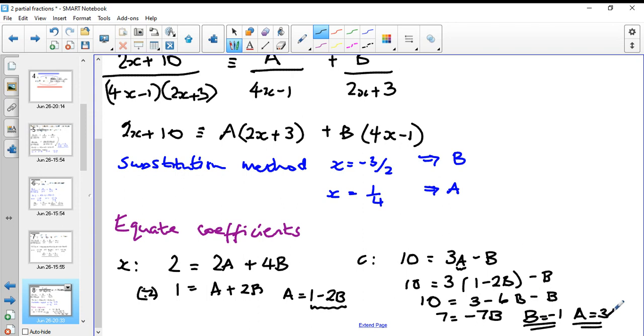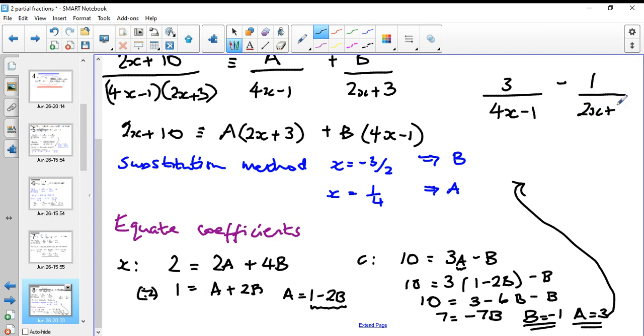Okay, so then we just have to go up here because I've run out of room. Put our numbers back on here. So our final answer is going to be 3 over 4x minus 1 minus 1 over 2x plus 3. Okay, so that's just an alternative approach if substituting a number is awkward. But you don't have to use it. If you're happy to just stick fractions in your calculator, then you carry on and do that. But I will, on the next couple of videos, be using both methods at some point.